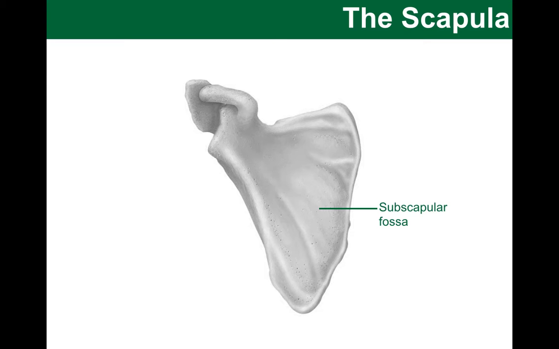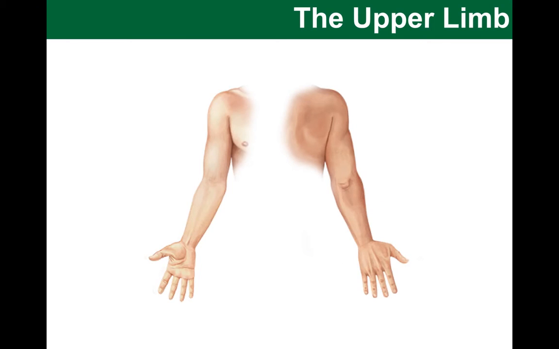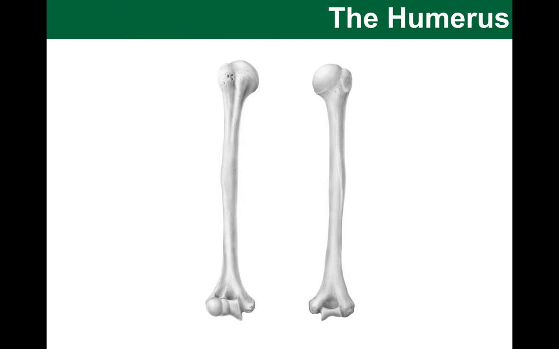Let's look at the upper limb. There are 30 bones involved here, with wrist and the hand making up most of these. In fact, 27 of these. So the first bone proximally, when we leave from the scapula, is the humerus. Here we see the humerus of the right arm, both from the anterior side on the left of the screen and from the posterior side on the right.